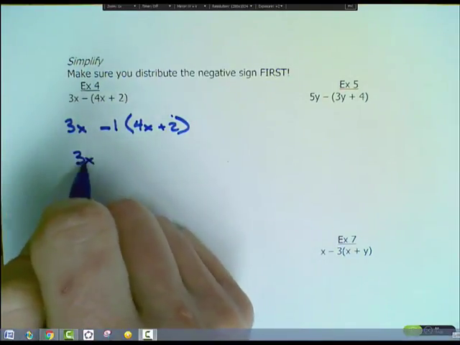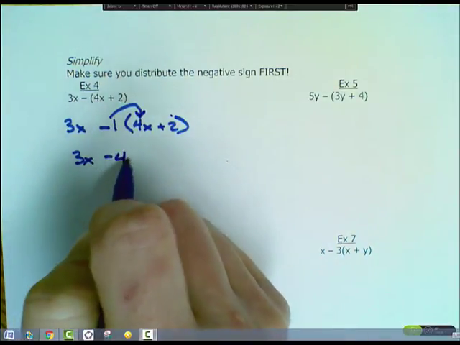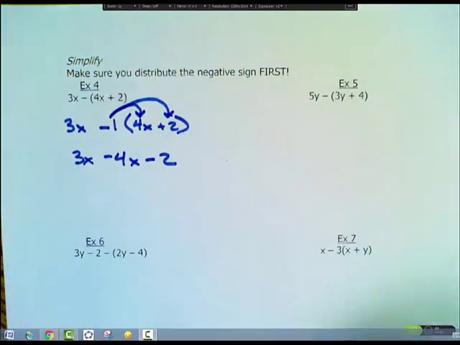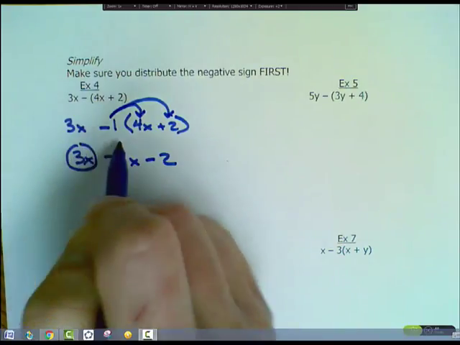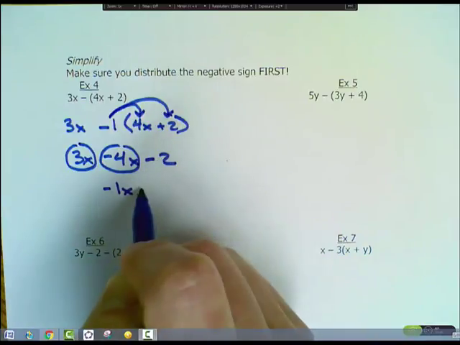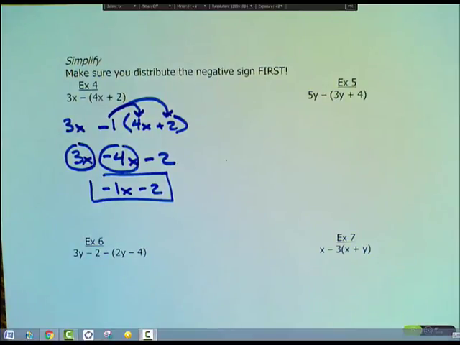So here I have 3x. Negative 1 times 4x is negative 4x. Negative 1 times positive 2 is negative 2. At this point, you're combining your like terms. So 3x minus 4x is negative 1x, and then we also have a negative 2. Why don't you go ahead and pause the video and try the next example, and when you're ready, unpause it.